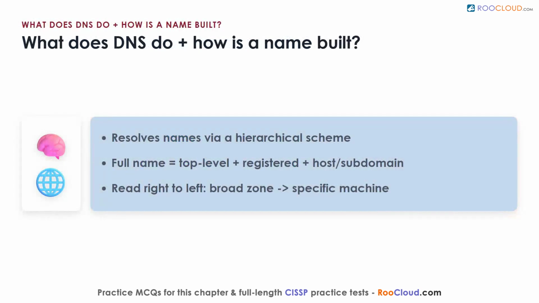What does this system do, and how is a full name built? It resolves human-friendly names into addresses using a hierarchical naming scheme shared across public and private networks. A fully qualified domain name has three main parts. The top-level domain on the right, such as the common commercial or organizational endings, the registered domain name that an owner claims through a registrar, and the host or subdomain portion on the left. Read it right to left, from the broadest zone down to the specific machine. Picture an address written backwards, starting with the country and narrowing to the exact door.